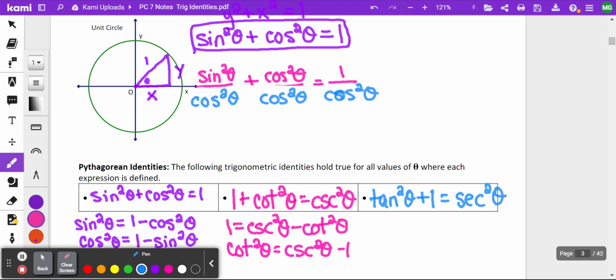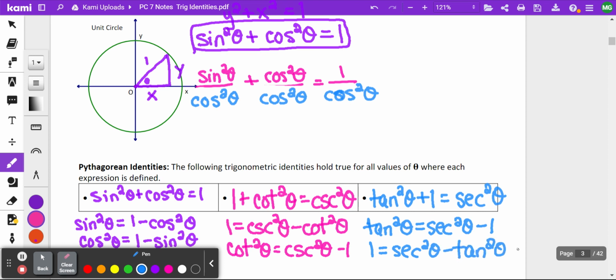And of course, there are 3 versions of this, aren't there? So we'll subtract 1 to the other side. We're left with tangent squared of theta equals secant squared of theta minus 1. And if we keep the 1 here and we move tangent squared of theta over, we will get that 1 equals secant squared of theta minus tangent squared of theta. Again, memorize, memorize, memorize. You're going to be so much better off if you have all of these memorized.